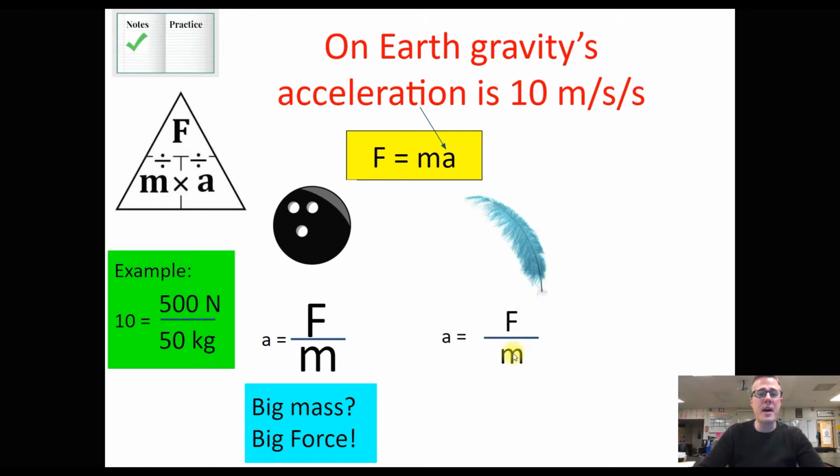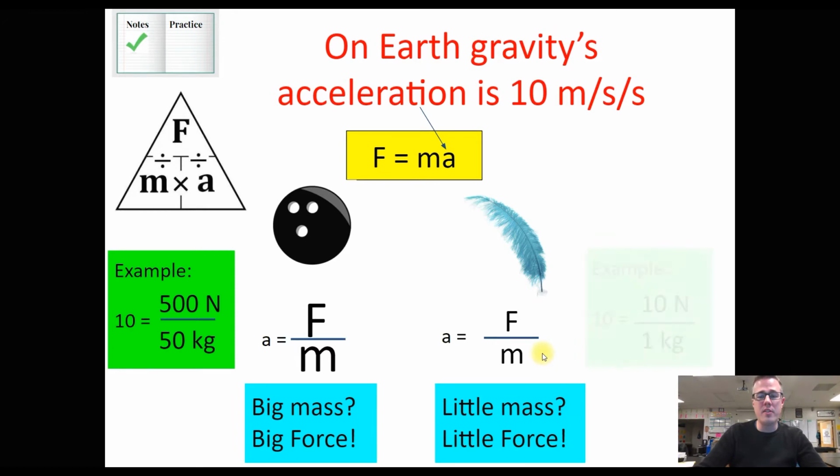And because it has a tiny mass, gravity is not going to cause it to push down nearly as hard. But it's experiencing the same gravity that the bowling ball was. Notice that the A, I made them both the same size for both the bowling ball and the feather. The difference is that the feather has a little force and a little mass. Let's put some actual numbers here so that you can see this.